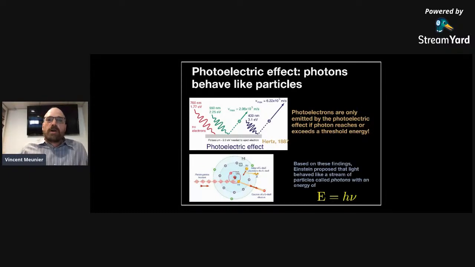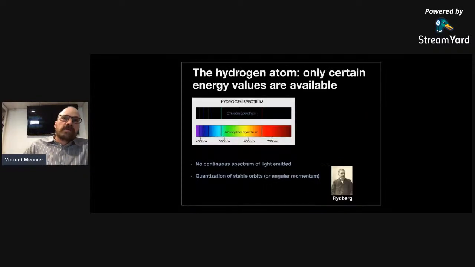And of course, as you know, one person who studied this a lot was Albert Einstein, who in fact got the Nobel Prize in physics for explaining the photoelectric effect, and the relationship between energy and frequency. Another example that shows we did not understand everything back in the late 19th and early 20th century is the hydrogen atom and the fact that only a certain number of energies are possible for the electrons.